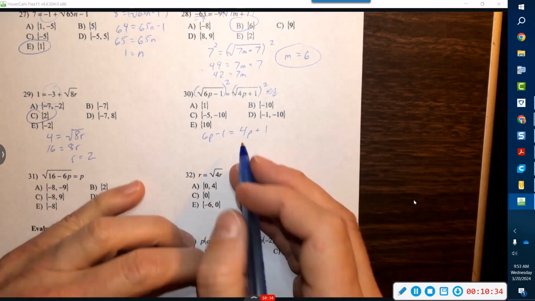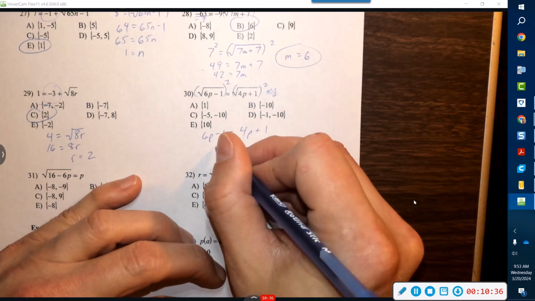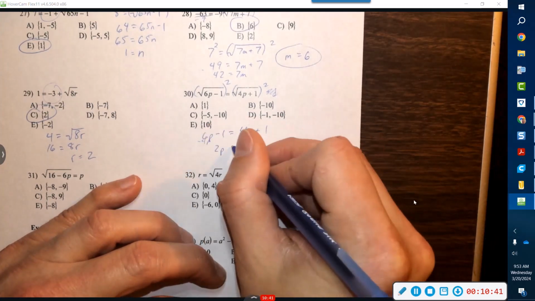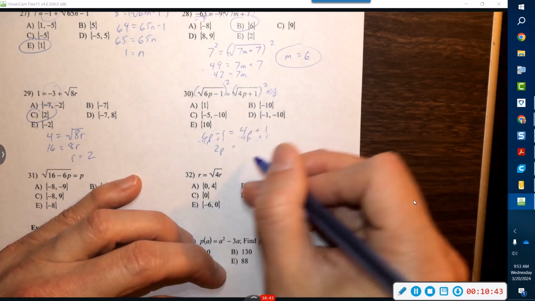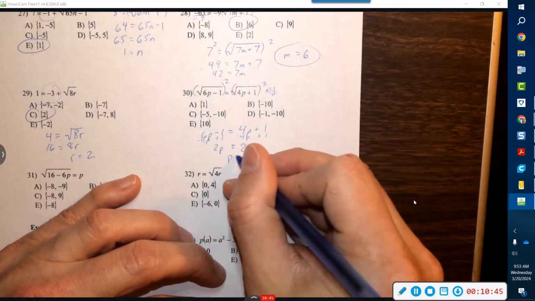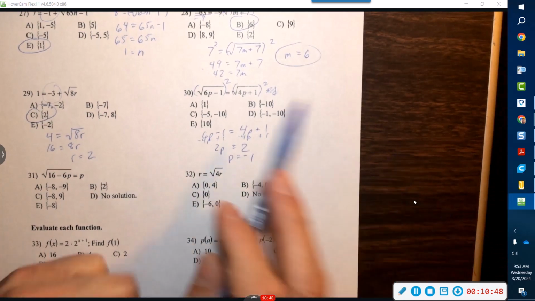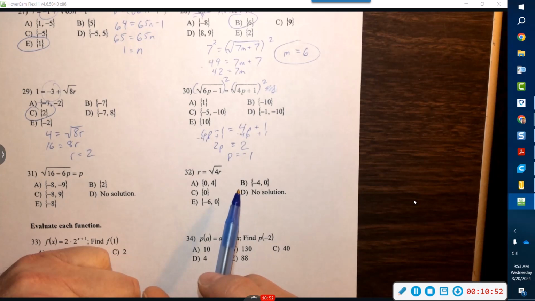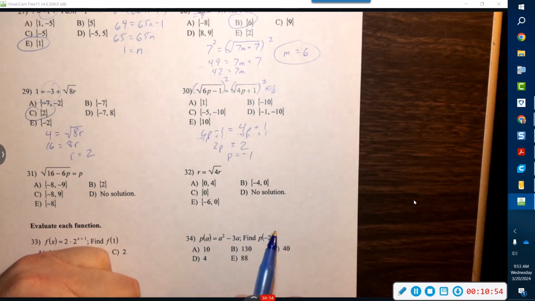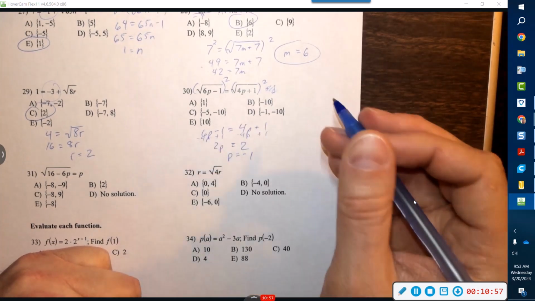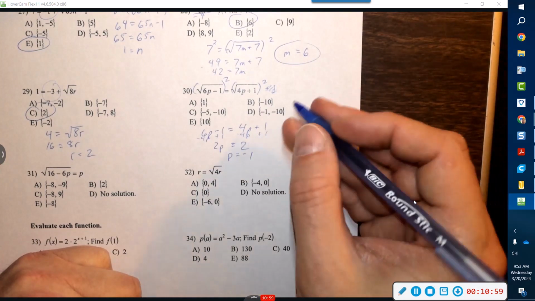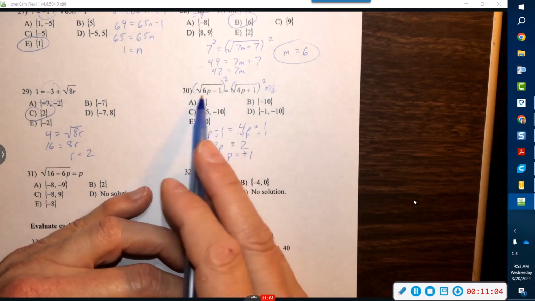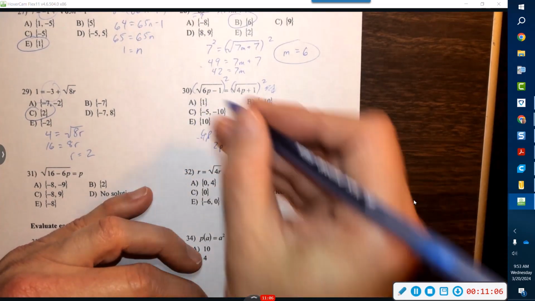Okay, so now let's get the p's over to one side. So let's subtract 4p from both sides. Okay, and then we're going to add 1 to both sides, so p equals -1. Will -1 cause a problem? Actually, wait, I don't know why I got negative. It should be +1. 6 minus square root of 5, square root of 5. Yes, square root of 5 equals square root of 5. There we go.